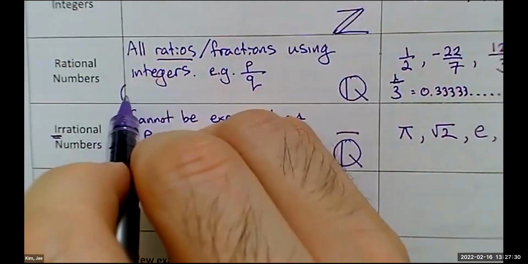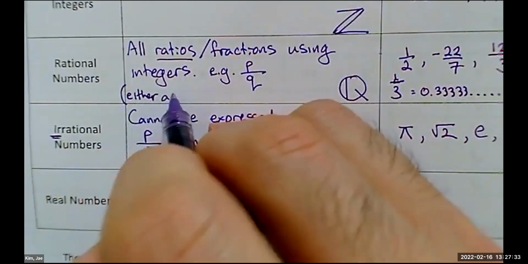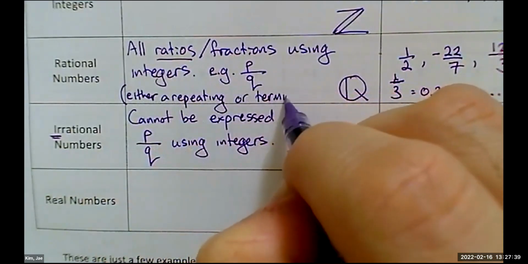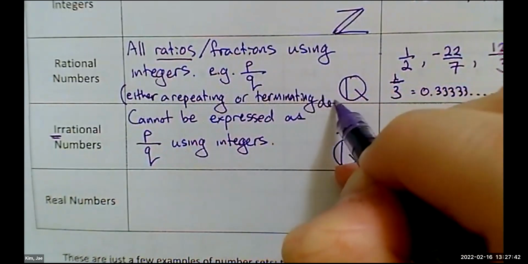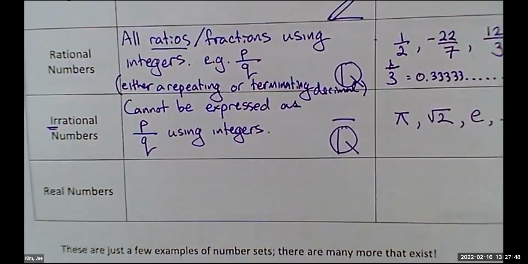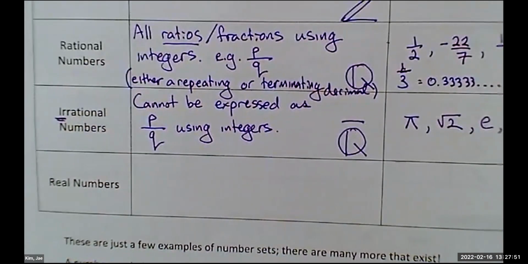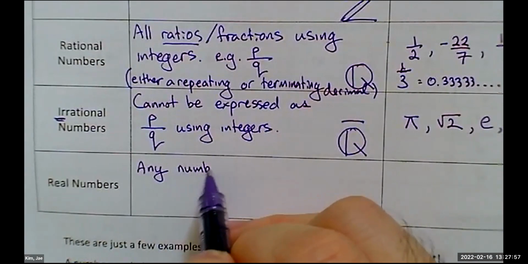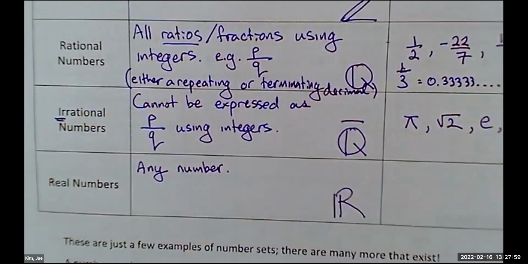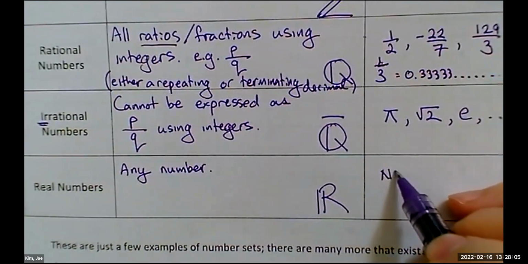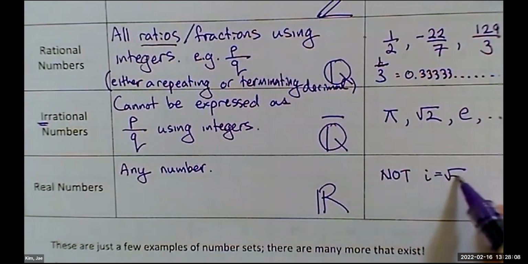So I'll also write either a repeating or terminating decimal. Those also work. And then of course, real numbers is any real number, any number. And that is there. And for examples, I'll just say not I. The rest is pretty good.